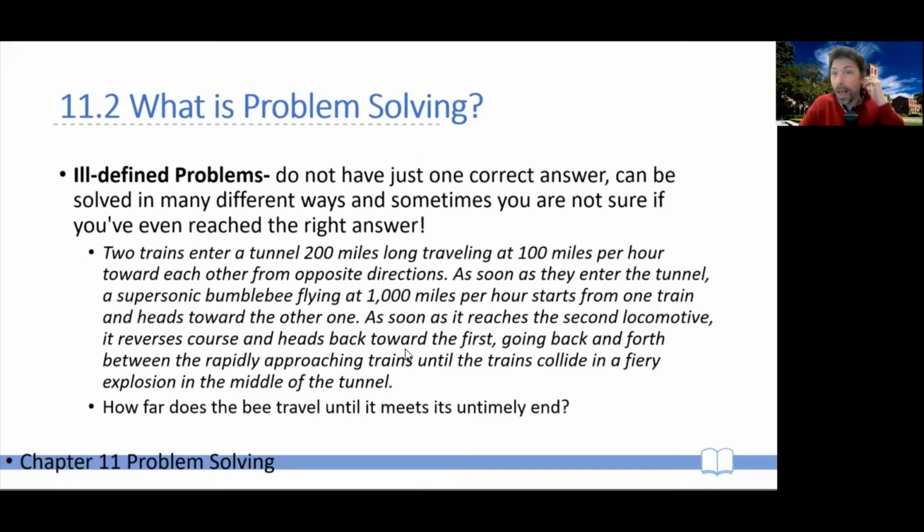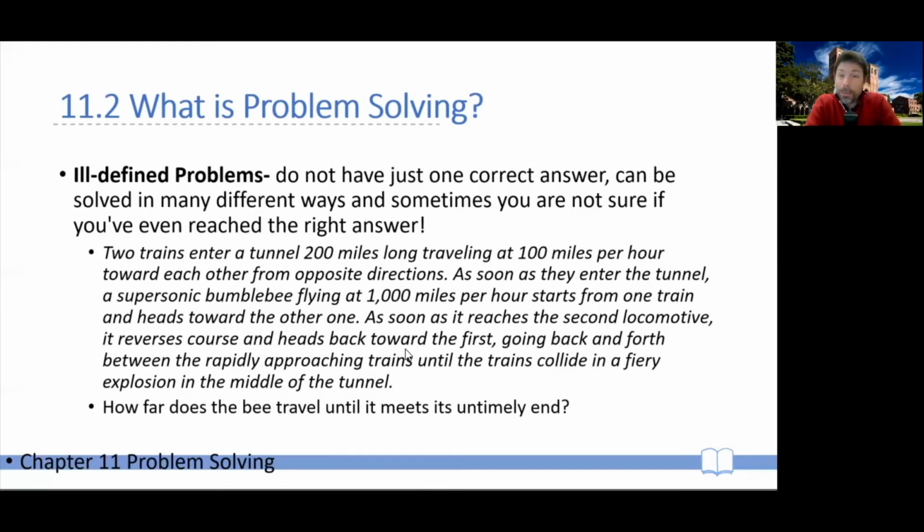Here's one example of an ill-defined problem you might or might not be familiar with. Maybe if you've interviewed at Google, you're familiar with this problem. And it goes like this. 2 trains enter a tunnel 200 miles long, and they're traveling at 100 miles per hour. In fact, the 2 trains are traveling towards each other from the opposite ends of the tunnel. As the 2 trains enter the tunnel, a supersonic bumblebee flying at 1,000 miles per hour starts from the point of one train and heads very quickly towards the head of the other train.